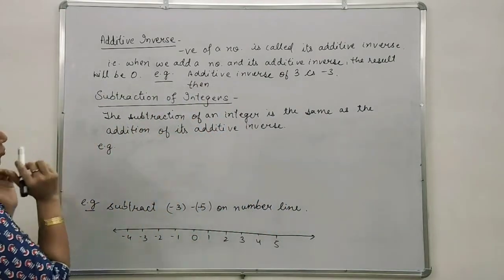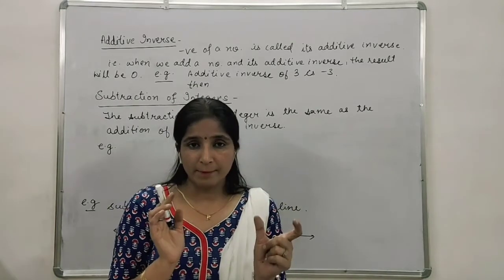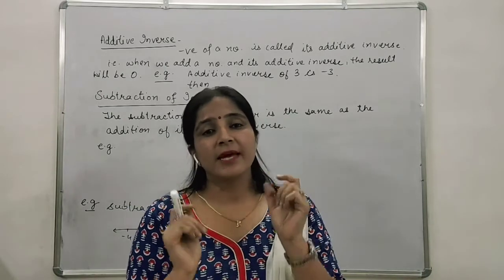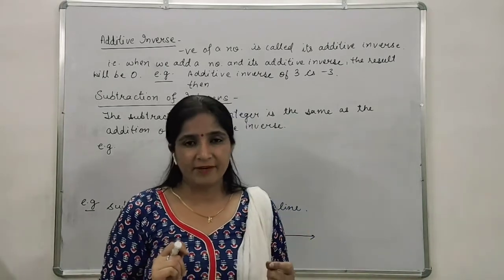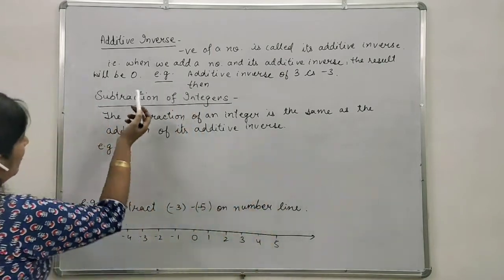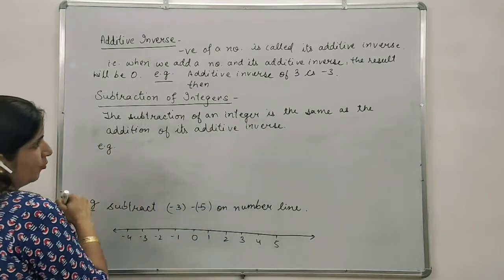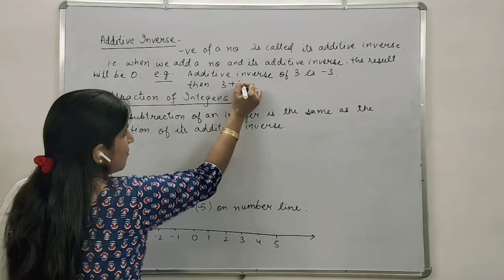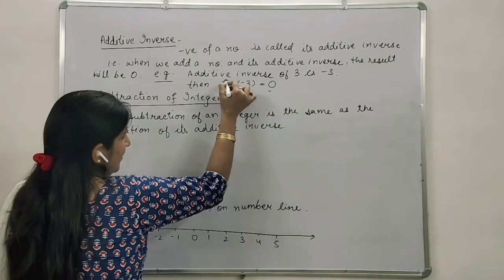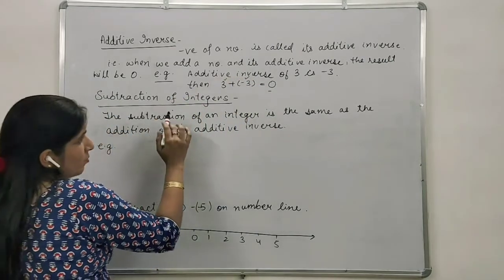And there is one more thing about additive inverse. If we add a number and its additive inverse, the result will always be 0. We can take an example. The additive inverse of 3 is minus 3. If we add 3 and minus 3, what will be the result? 0. It means this is the additive inverse of this, and vice versa also.